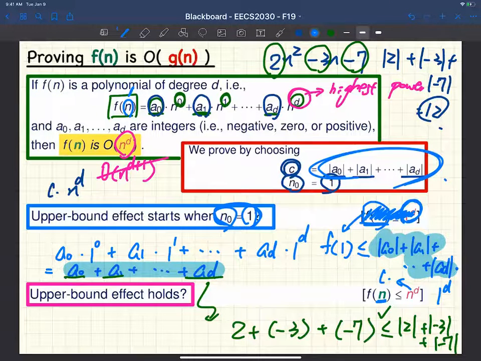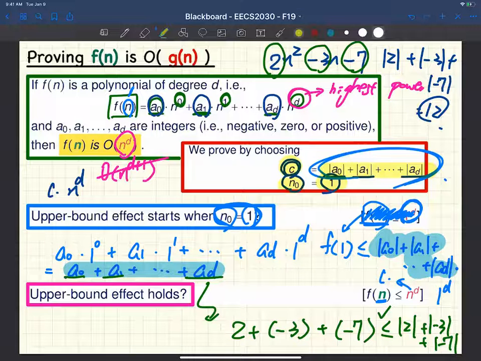Okay? Again, to use it, you have to make sure that when you choose C over here, it must be the sum of the absolute values. Okay? And then n0 will just be 1 for sure. Okay? Any question about this? Okay? At least you should know how to determine the tightest upper bound, number one, and number two, how to choose C and n0. Okay? All right.